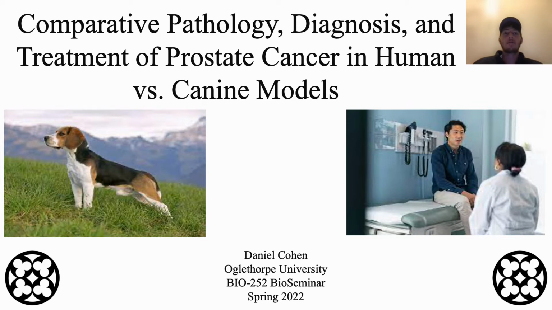With me wanting to become a doctor, I am going to have to compare pathology reports, study pathology reports, diagnose people, and treat people with various disorders. So, what's better than to start now by explaining pathology, diagnosis, and treatment of a certain disease, prostate cancer, in human versus canine models?